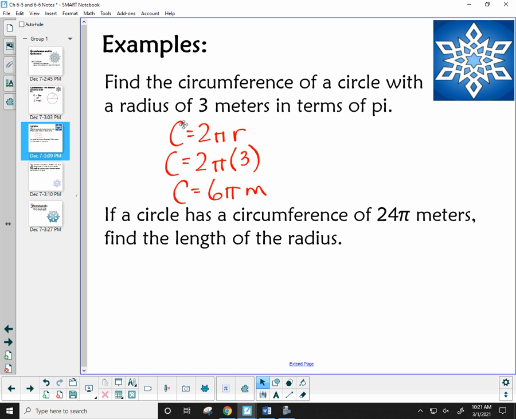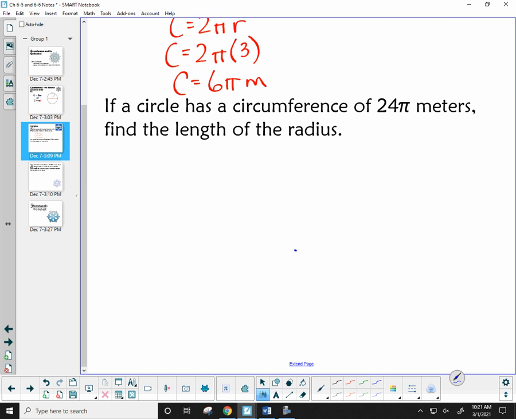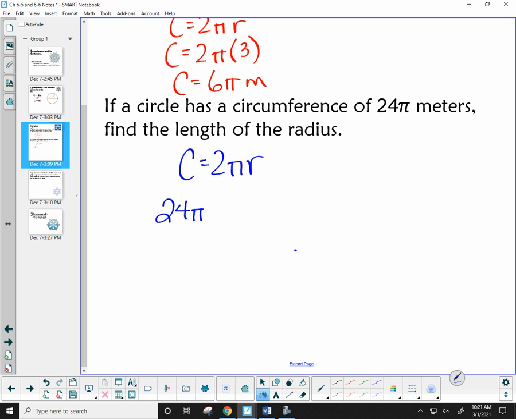Another reason we like to leave things in terms of pi is oftentimes when we're solving for parts, pi will cancel out, but we wouldn't necessarily know it if we had multiplied it through. So the next problem says, if a circle has a circumference of 24 pi meters, find the length of the radius. So again, we have 2 pi r. So my circumference is 24 pi. I want to solve for my radius. Well, in order to get my radius by itself, I would need to divide by 2 pi.